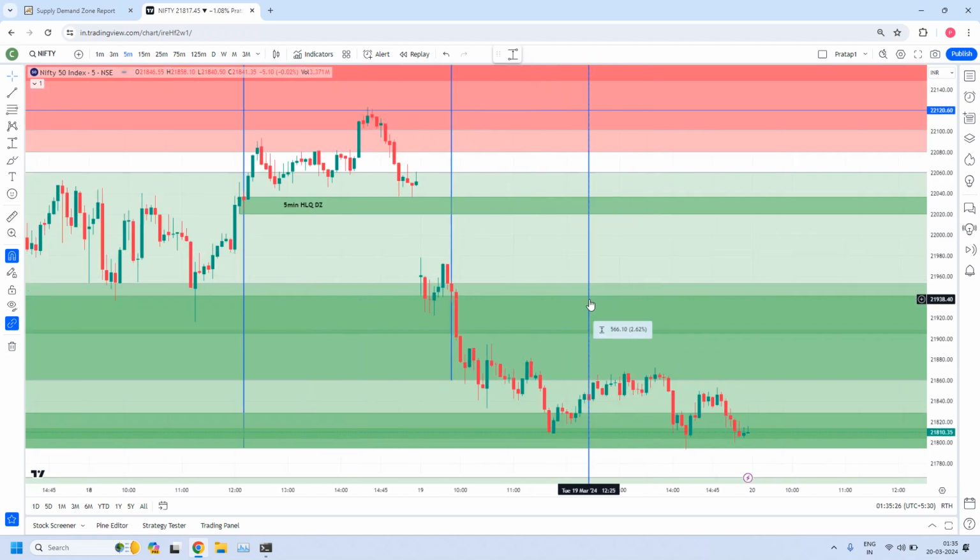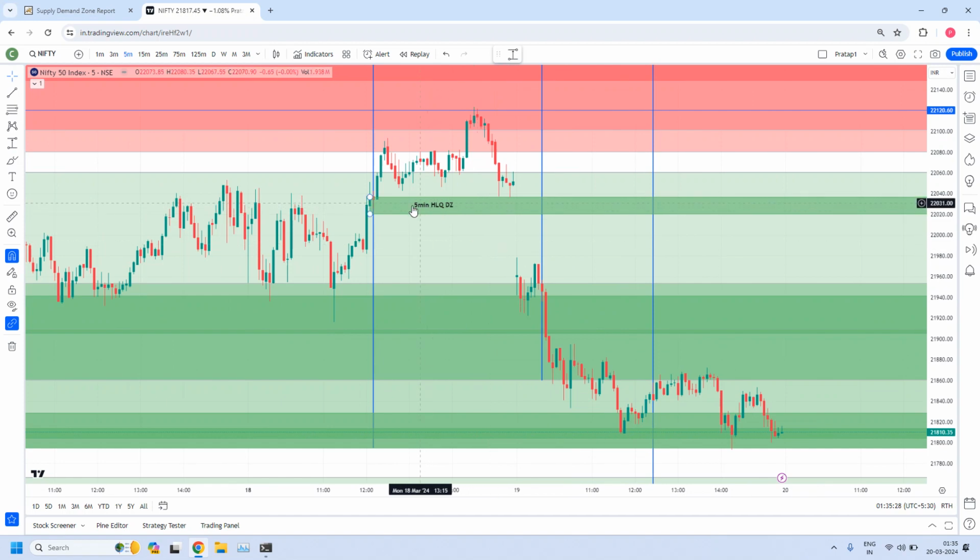How did the day start? The day started with the violation of the first 5 minutes high liquidity demand zone with a gap down. Yesterday this zone gave some good support, and today it is violated with the gap down. So the first high liquidity zone is gone.